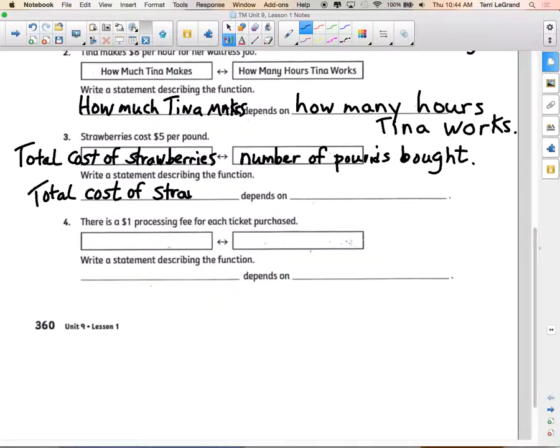It is a tricky thing to try and figure out what's dependent upon what, because we like to think of it as, well, I only have so much money. The total cost of strawberries depends on the number of pounds bought. You just kind of think of it like in everyday life. You don't go to the store and hand them money and say, how many strawberries can I get for this? You tell them how many strawberries you want, and they tell you how much money they want.